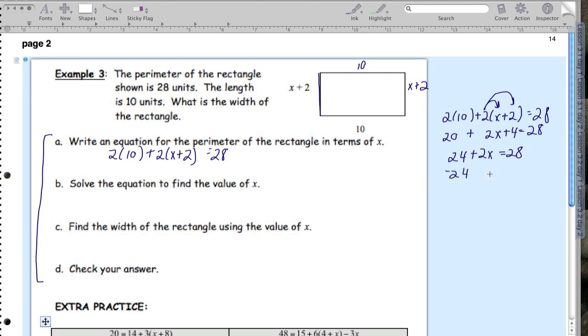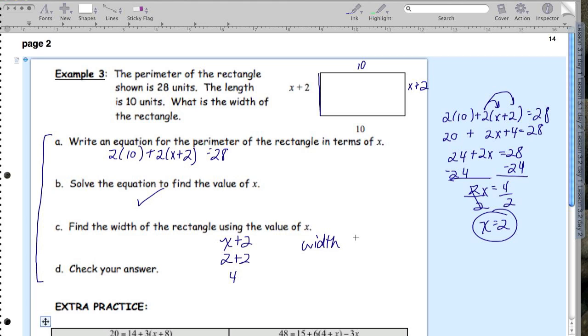I'm going to subtract 24 on both sides. I get 2x is equal to 4. Divide by 2, divide by 2, x equals 2. So solve the equation, we did. Find the width of the rectangle using the value of x. Okay, well if x is equal to 2, the width is x plus 2. So 2 plus 2, the width is 4 units. So we want to somehow label that clearly. Width is equal to 4 units, because that's what the question really wanted us to find.